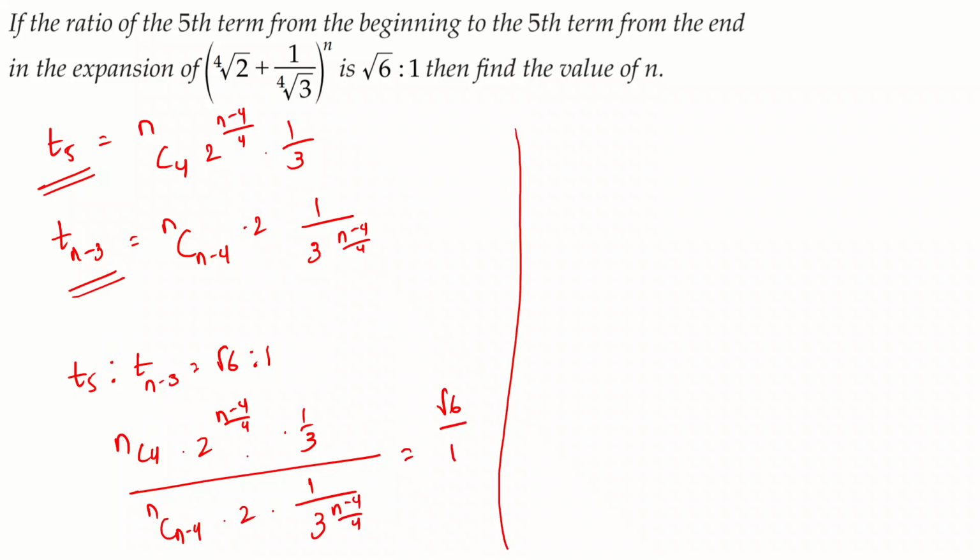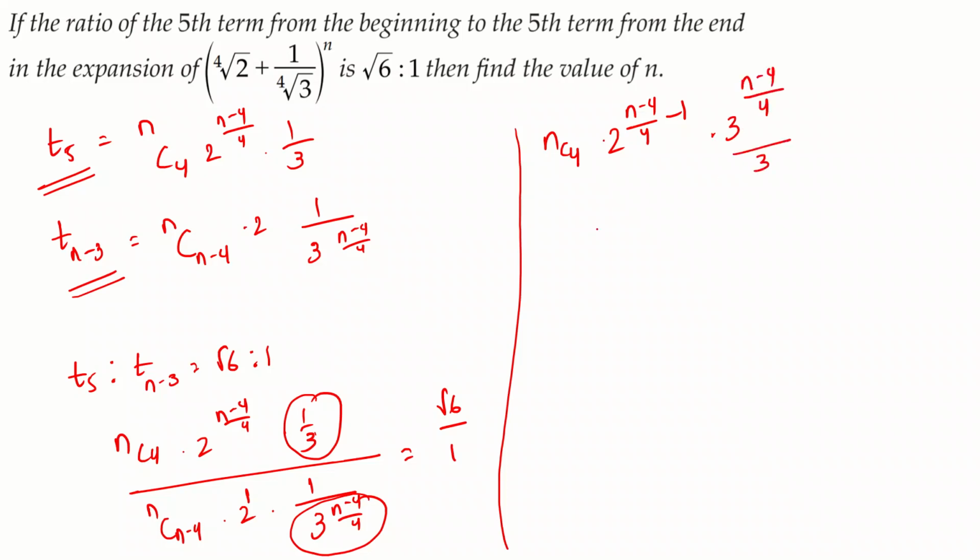So let's simplify. nC4, we leave it as nC4, 2 to the power of n minus 4 by 4, and this is to the power of 1. So we can merge these powers. Remember that a power m by a power n is a power m minus n by the laws of indices. So we can merge these two terms, and then 1 by 3 can be written as, so 3 we can write down in the denominator, and this we can write down in the numerator. So you'll be having 3 to the power of n minus 4 by 4 by 3. We can write it down in this format.